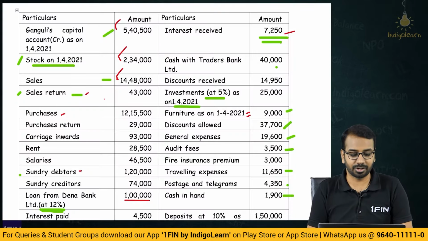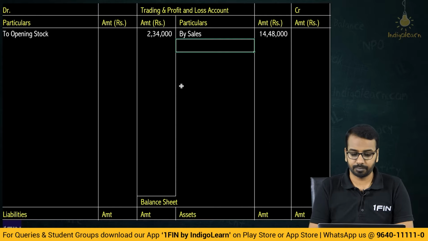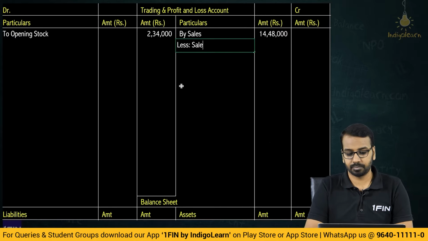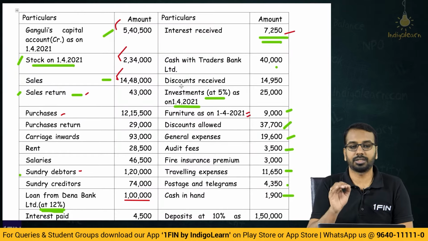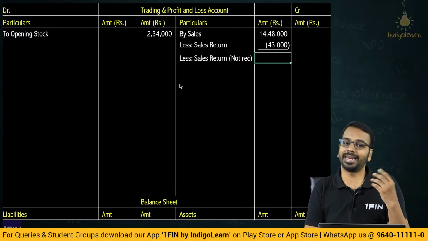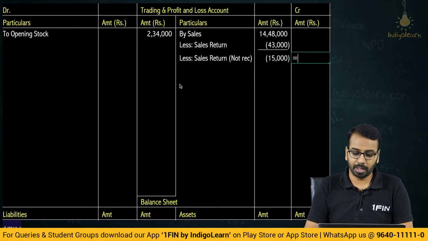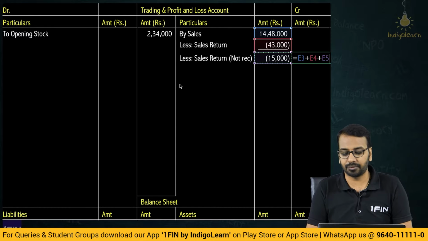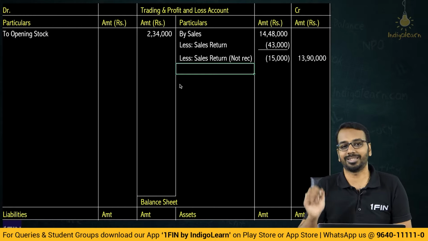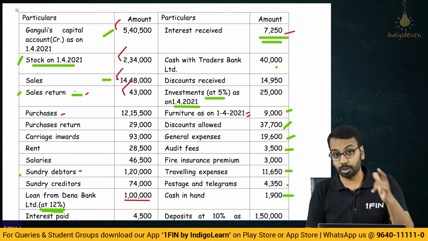So now the next item is sales return 43,000, and there was an adjustment for this. So less sales return, how much? 43,000. Less sales return not recorded, or you can directly take 43 and 15 and write 58, or you can show it as two separate line items, right? So 1448 minus 43 minus 15, the net sales that you get is 13,90,000. So this is done. Sales return is also done. Please remember, this adjustment for sales return will have one more impact during sundry debtors.